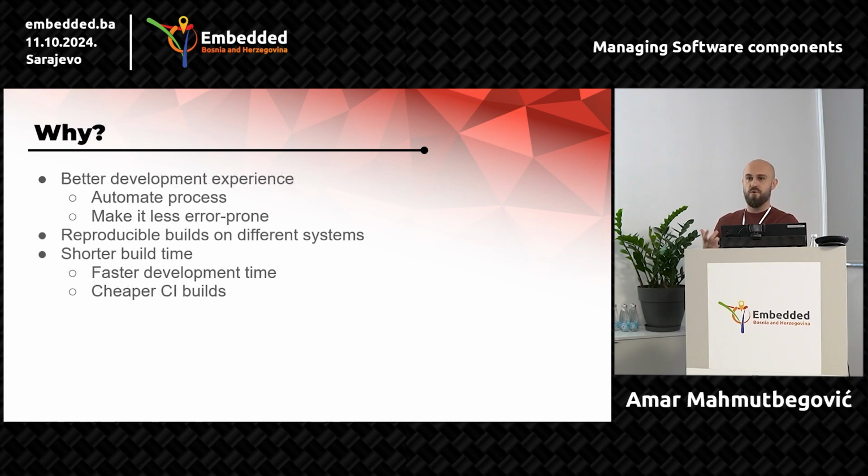Okay, why do we want this? We would like to have a better development experience. We would like to automate processes and make them less error-prone. We might want to have reproducible builds on different systems, such as Linux and Windows. We would like to have shorter build times in order to have faster development time and to have cheaper CI builds.